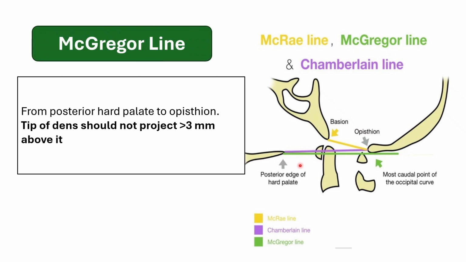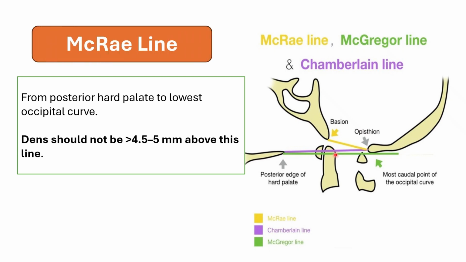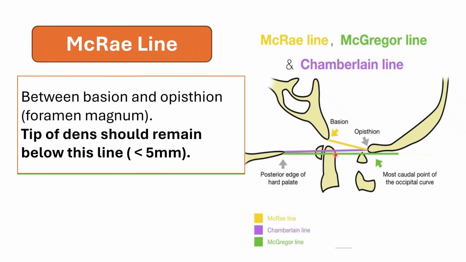Now next is the McGregor line. It is the line drawn from the posterior tip of the hard palate to the inferior most curve of the occipital bone, as we can see here denoted by this green line, and the dens should not be more than 4.5 to 5 mm above this line. Now third one is the McRae line. The McRae line is the line drawn from the tip of the clivus to the opisthion, that is the anterior and posterior wall of the foramen magnum. This denotes the foramen magnum, and the dens should remain below this line by at least approximately 5 mm.